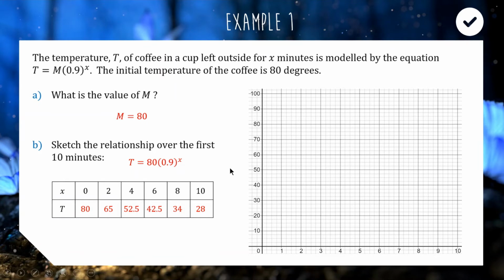Now we are going to plot these values onto our axis, and we're going to line them up, and we're going to get a curve looking something like this.